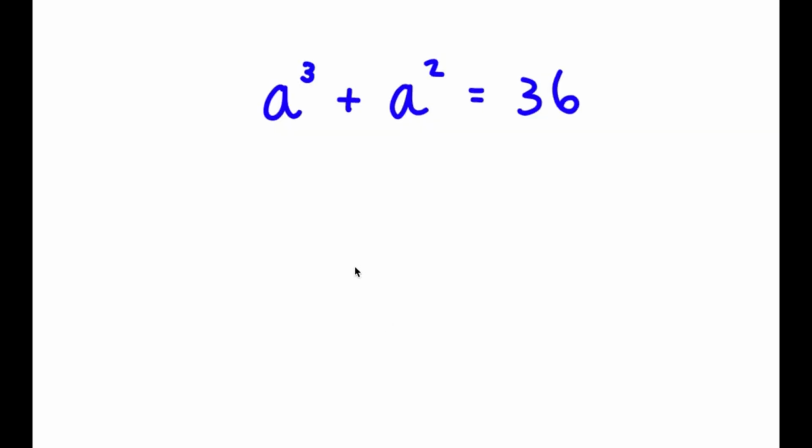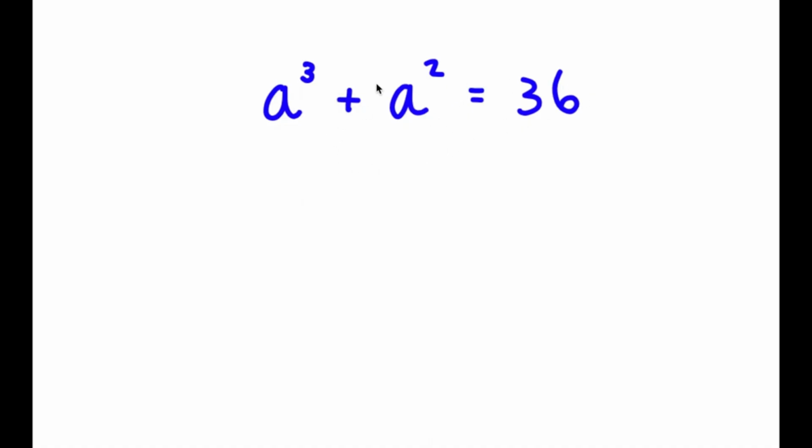Alright, so in this problem, I have a to the power of 3 plus a squared equals 36. So to actually find all solutions to this problem, I need to first start by finding one solution. To do that, I'm just going to plug in some numbers and see if they work. So let's try 1. If we plug in 1, we get 2 is equal to 36, which is wrong.